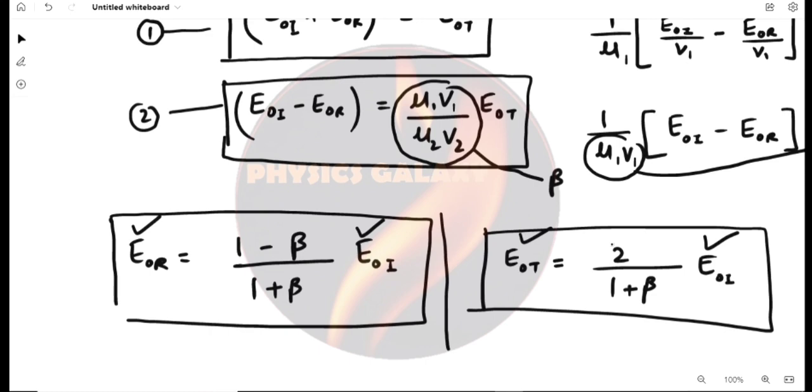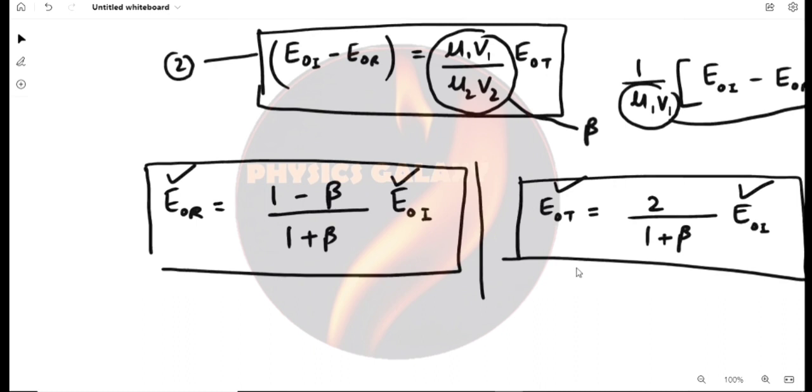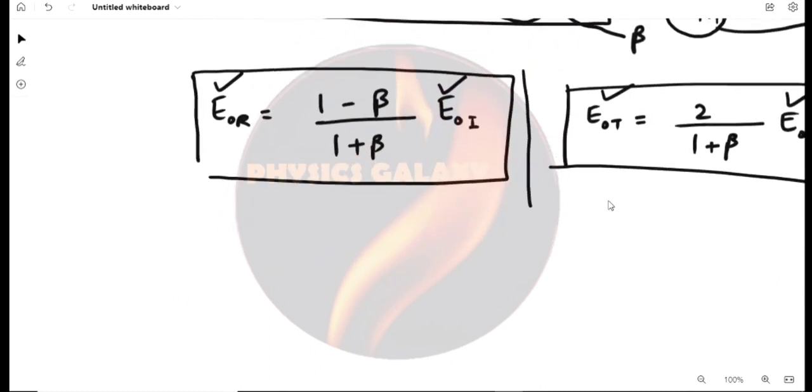And there is also the information of phases. Because we have to only find the phase change in the reflected light, we'll use only this equation. So this equation we'll be using to solve our question. Before that, I will write down this beta, which equals mu1 v1 upon mu2 v2.